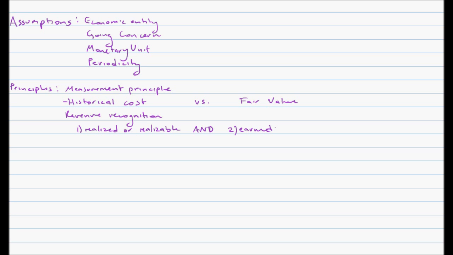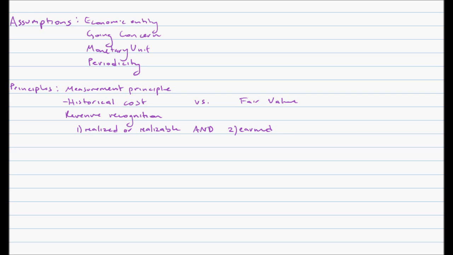Revenue is realizable when assets received are readily convertible to cash or claims to cash, which basically means that if we receive a piece of inventory, for example, and we can sell that inventory immediately for a stated price, then we have realizable revenue. Now, revenue is earned when the company substantially accomplishes what it must do to be entitled to benefits represented by revenues. So an example of that would be delivering a product to a customer, or if we're a construction company, it would be completing our construction project or contract.